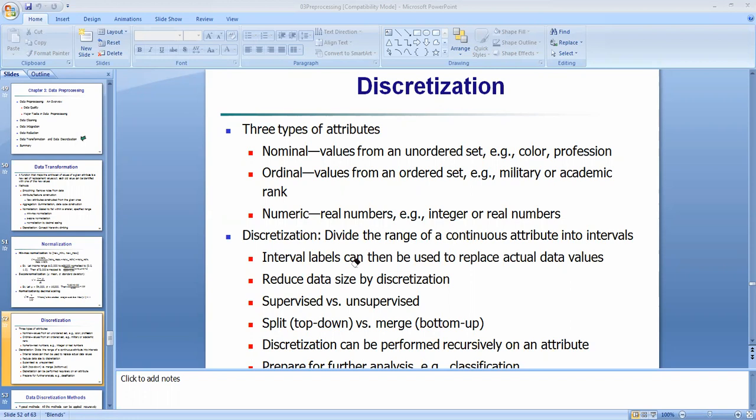What is the purpose of discretization? It reduces the data size. Discretization can be supervised or unsupervised. You can split or merge: split is top down, merge is bottom up. So discretization can be performed recursively on an attribute.